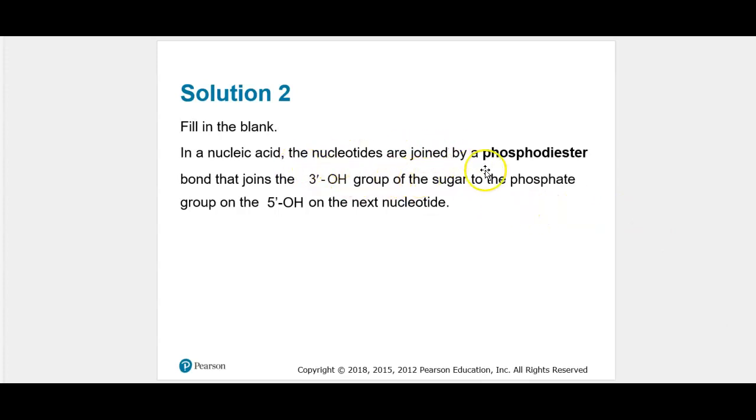It's more phosphodiester linkage. You can think of the whole linkage as a bond, you can do that. But it joins the 3' hydroxyl group of one sugar to the phosphate on the 5' hydroxyl on the next nucleotide. That's simply the way we did.